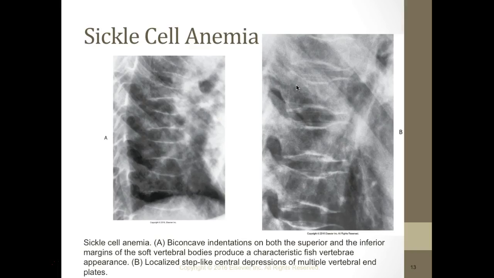And sickle cell anemia here. This is biconcave, on both the superior and inferior margins of the vertebral bodies, and produces a characteristic fish vertebrae appearance. You can see in this one there are localized step-like central depressions of the multiple vertebral end plates. So there are just these little notches top and bottom.